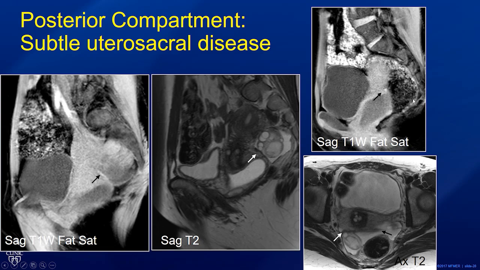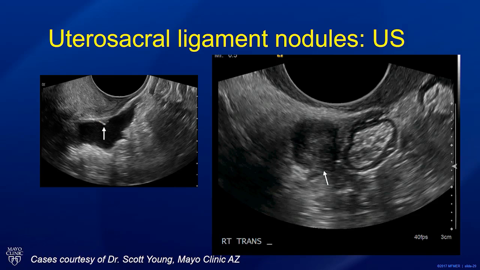The contralateral uterosacral ligament shows us here what is a more nodular focus of T1 hyperintensity with corresponding areas of cystic change here focally along the uterosacral ligament on the right side here. So this is an example of uterosacral ligament nodules.